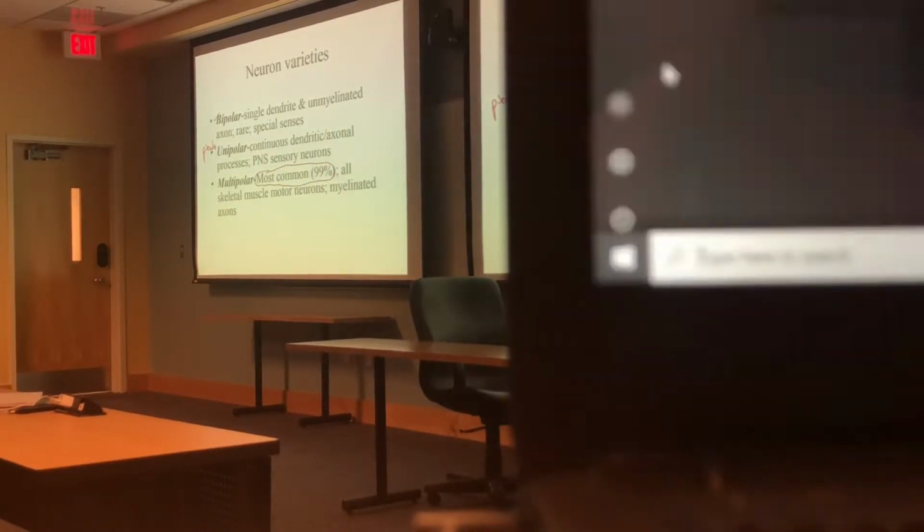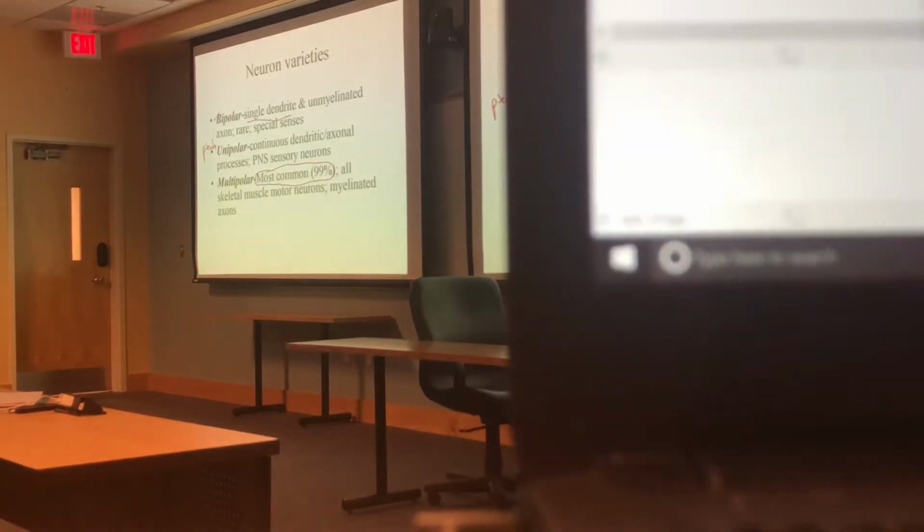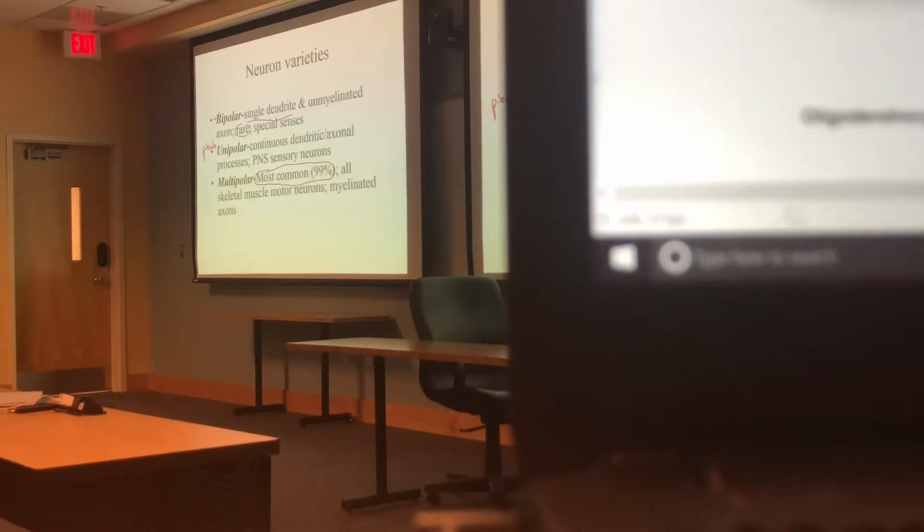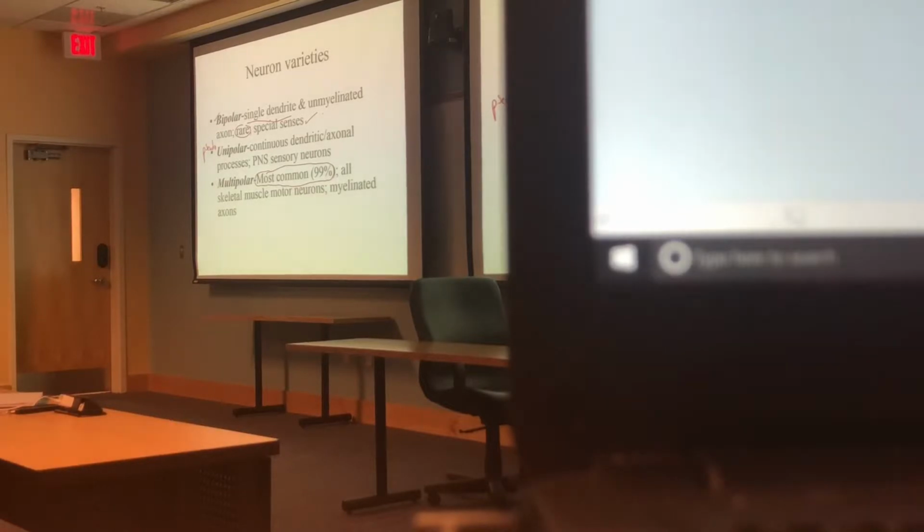So the bipolars, here's a description of it. These are more rare and you find them in your special senses, for vision and whatnot. These are very rare. Then you have the unipolars. These are your dorsal root ganglion, pretty much, and these are the sensory neurons of the what? What does PNS stand for? Peripheral nervous system. So these are the pseudo-unipolars. And then the most common being the motor multipolars.